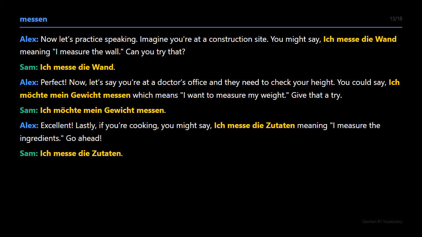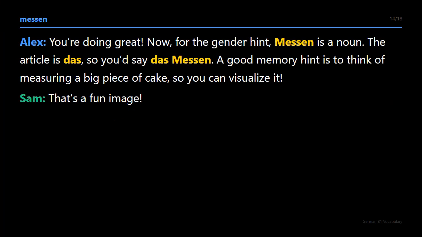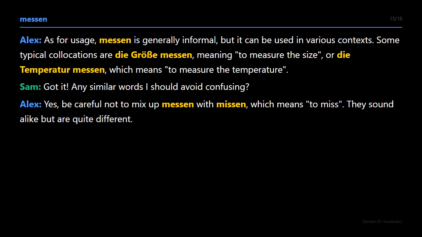You're doing great. Now, for the gender hint. Messen is a noun. The article is das. So you'd say, das Messen. A good memory hint is to think of measuring a big piece of cake, so you can visualize it. That's a fun image.